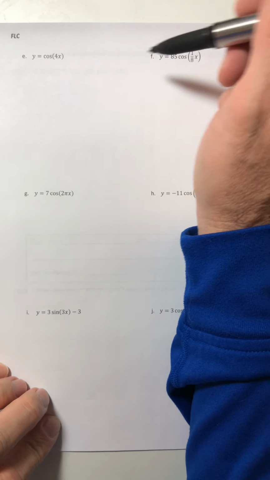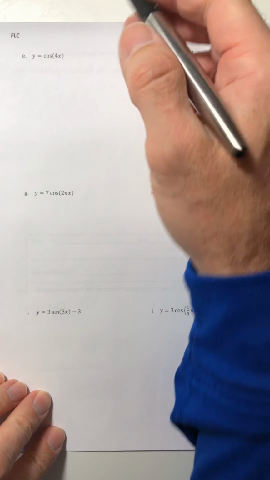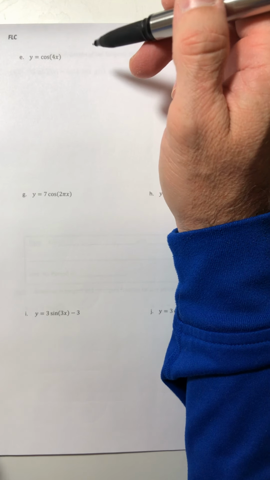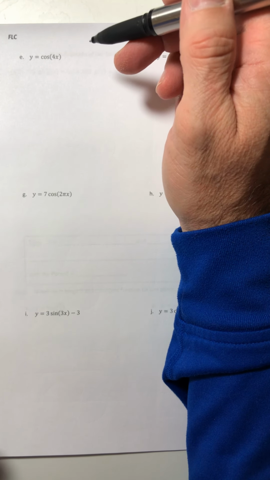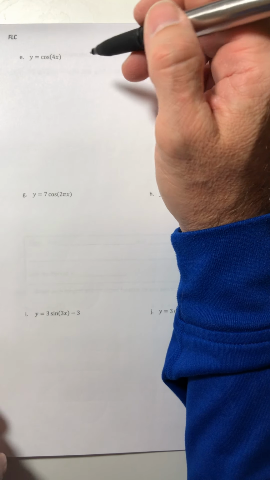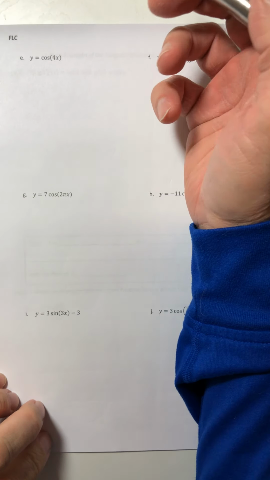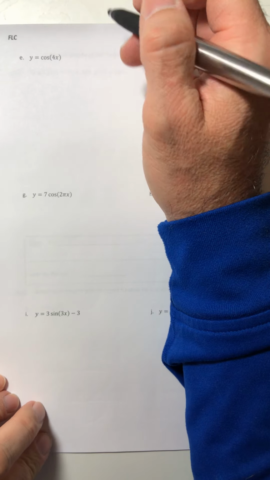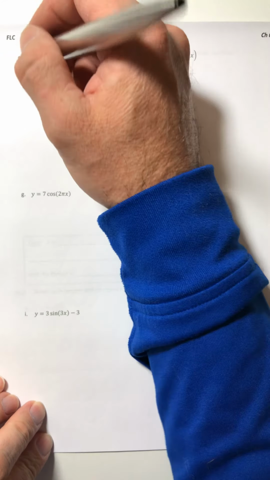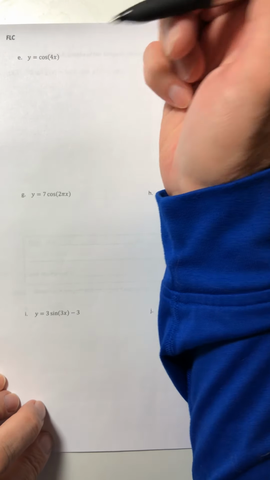All right, let's graph some of these cosine curves. Between the two curves, sine to me is much nicer to graph than cosine. Not that it's hard, it's just that sometimes I find cosine a little annoying. But anyways, we're going to start with the same approach.